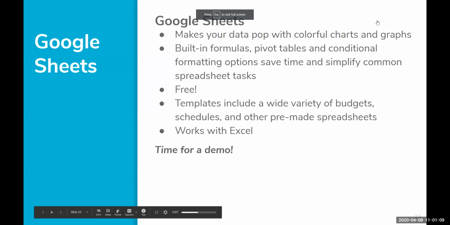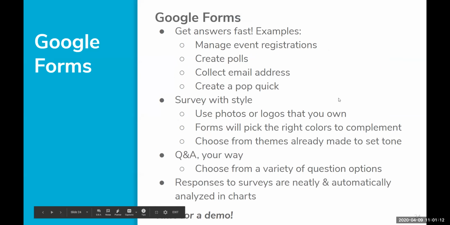And the next one I want to go over is Google Forms. So this is a great tool whenever you want to send out a survey. So you can really survey with style is what I like to call it. You can use photos, logos that you own, and the forms will pick up colors to complement those photos that you add in. And there's already pre-made themes in there, and you can add in any kind of Q&A that you want. So, for instance, maybe you want to create a poll or you want to collect email addresses or manage event registrations. Google Forms has it all for you.